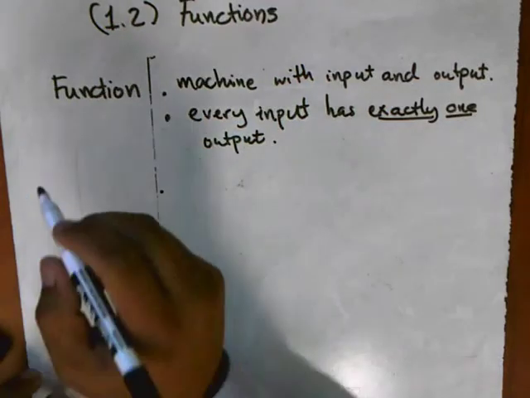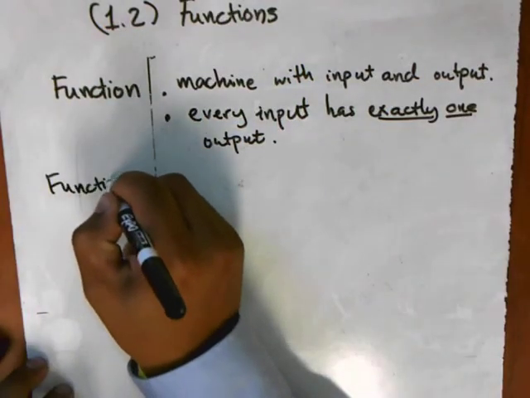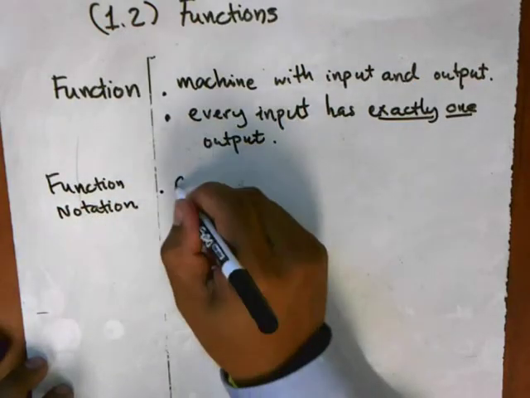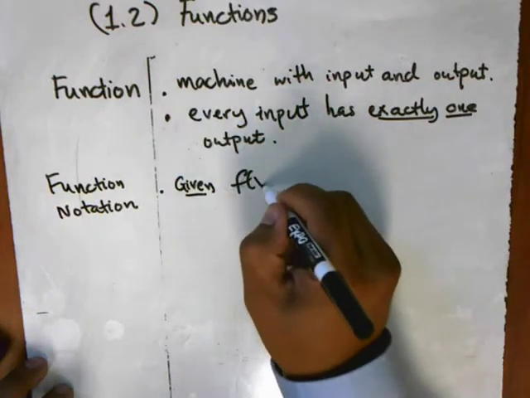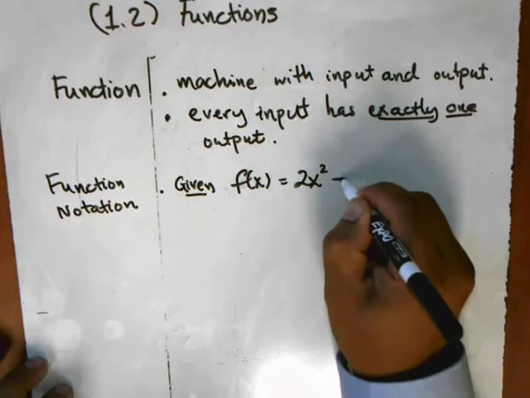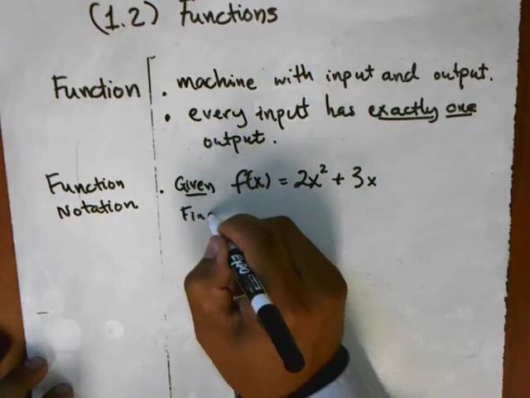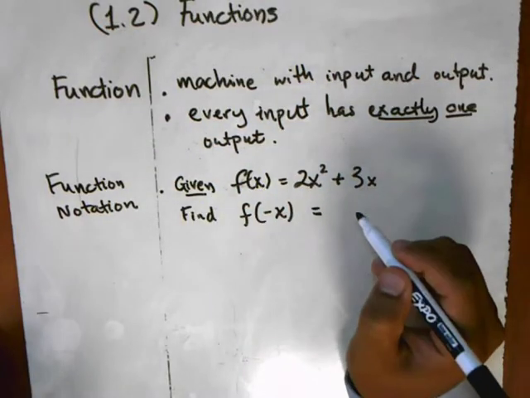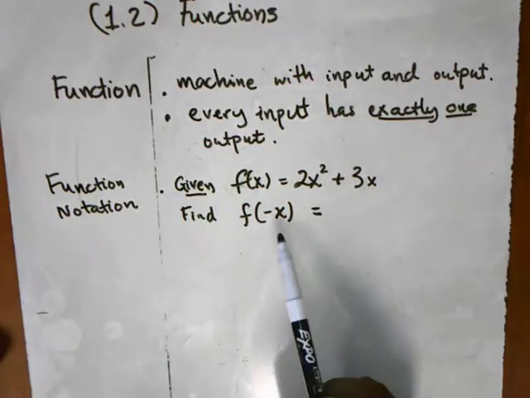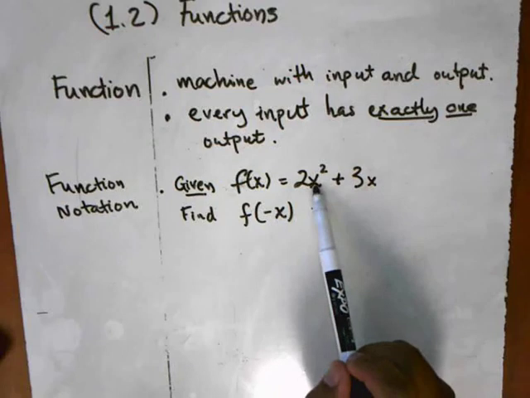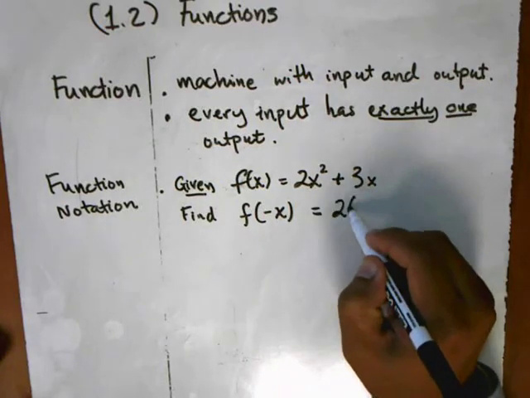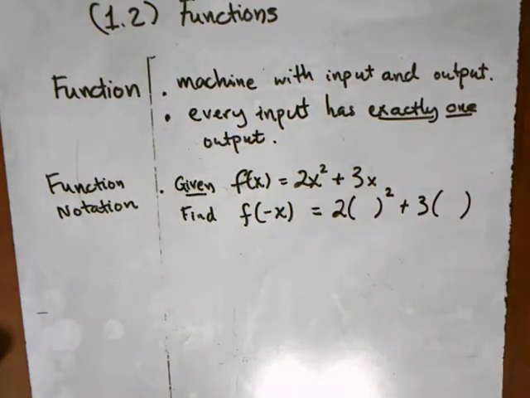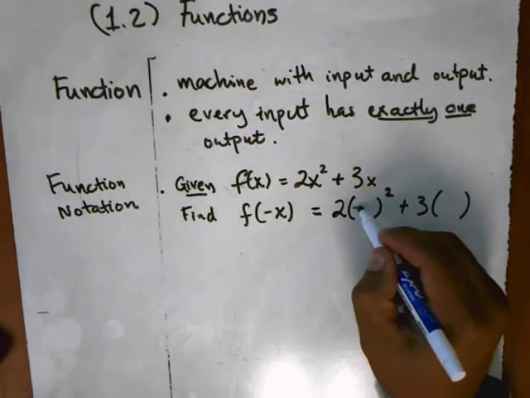Okay. So let's look at a little bit of function notation here. For example, if I give you this function, f of x is equal to 2x squared plus 3x, and I ask you to find f of negative x, I think it's best to illustrate function notation with just this example. What this basically means is to substitute negative x for x. So to substitute, I just rewrite this entire function, replace all of the x's with parentheses, and then I can substitute in negative x.